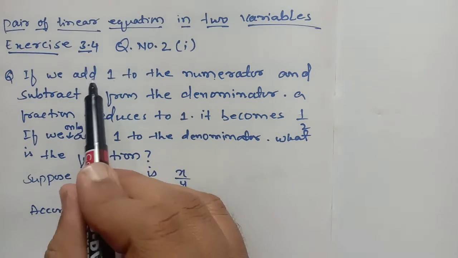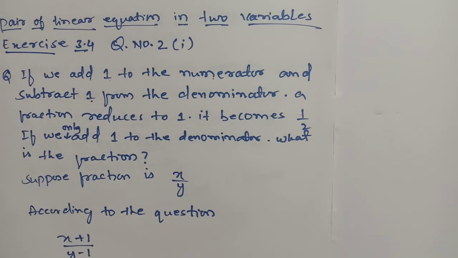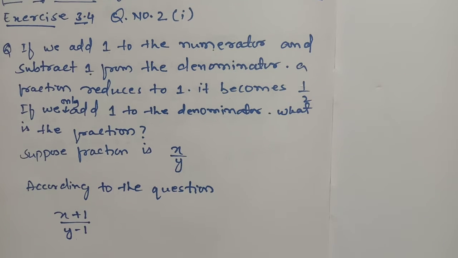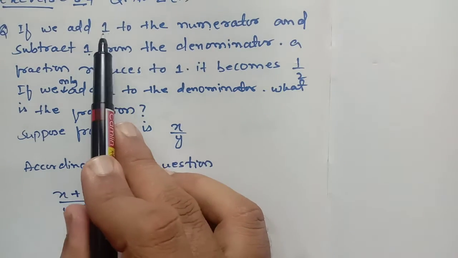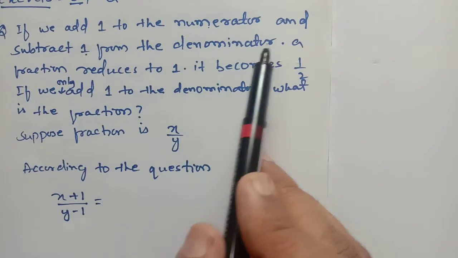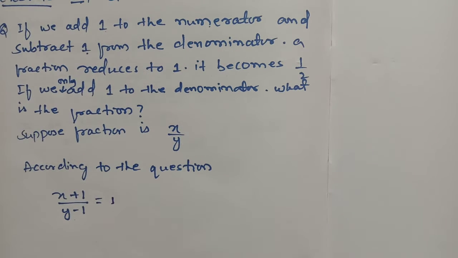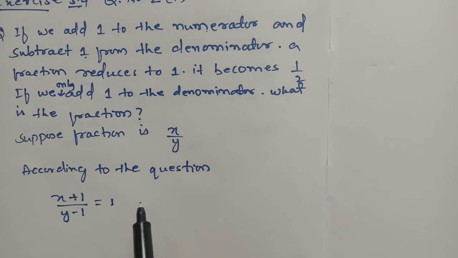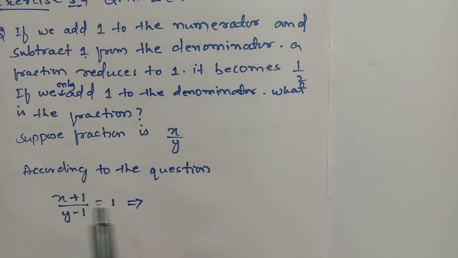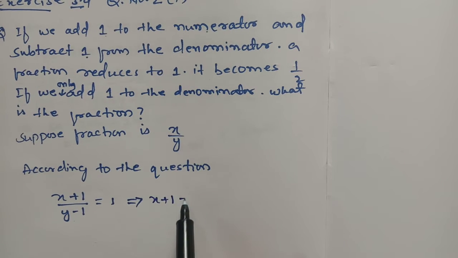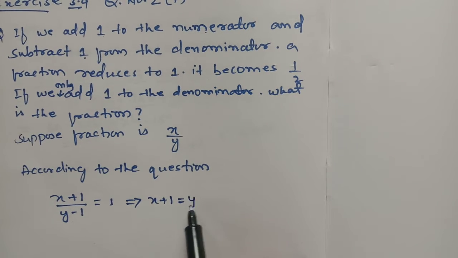Numerator is x, add 1 to the numerator and subtract 1 from the denominator. So we subtracted 1 from the denominator, is equal to, what is he saying? When you add 1 to the numerator and subtract 1 from the denominator, the fraction reduces to 1. So this value is equal to 1. Which is equal to, students, x plus 1 will be as it is, y minus 1 into 1 will be y minus 1.